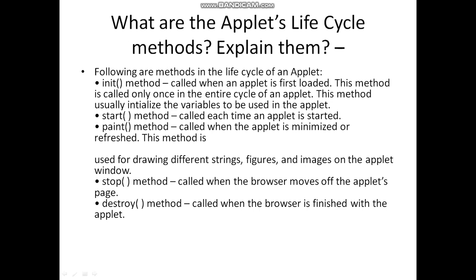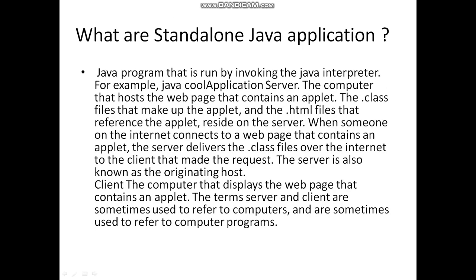Now next is the start method. It is called each time an applet is started. Paint is called when the applet is minimized or refreshed. This method is used for drawing strings, figures, and images on the applet window. The next is the stop method, called when the browser moves off the applet's page. Next is destroy, called when the browser is finished with the applet.